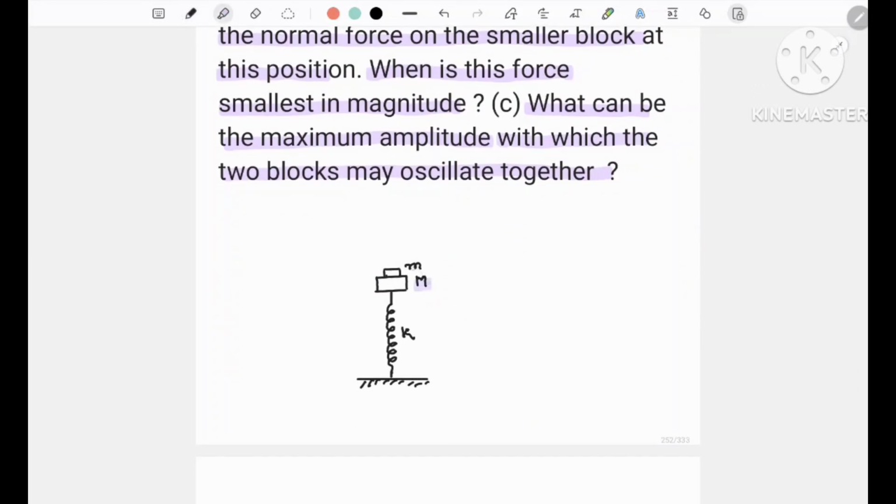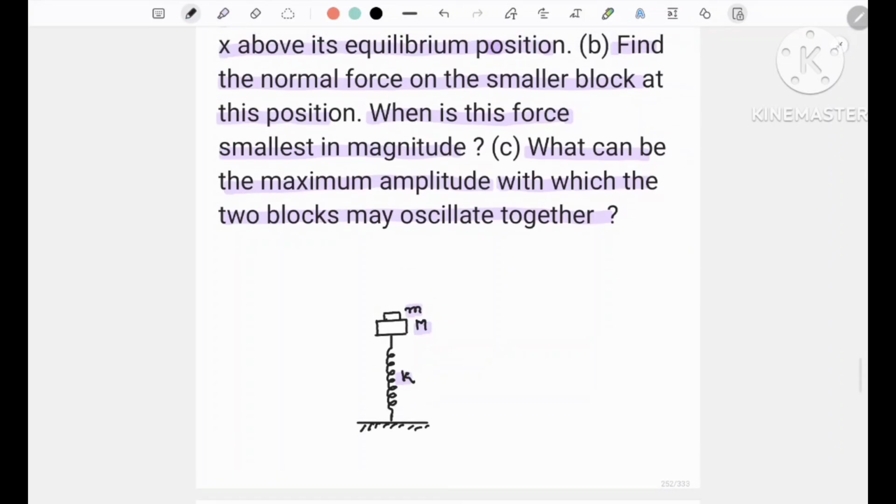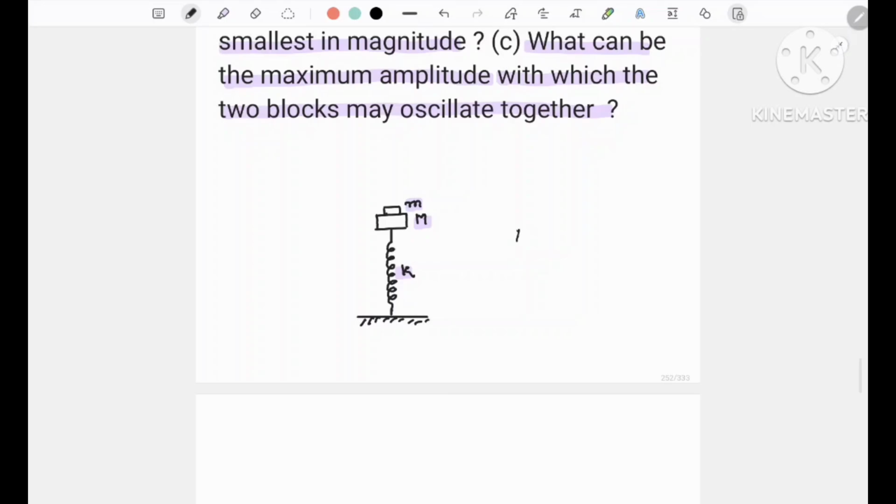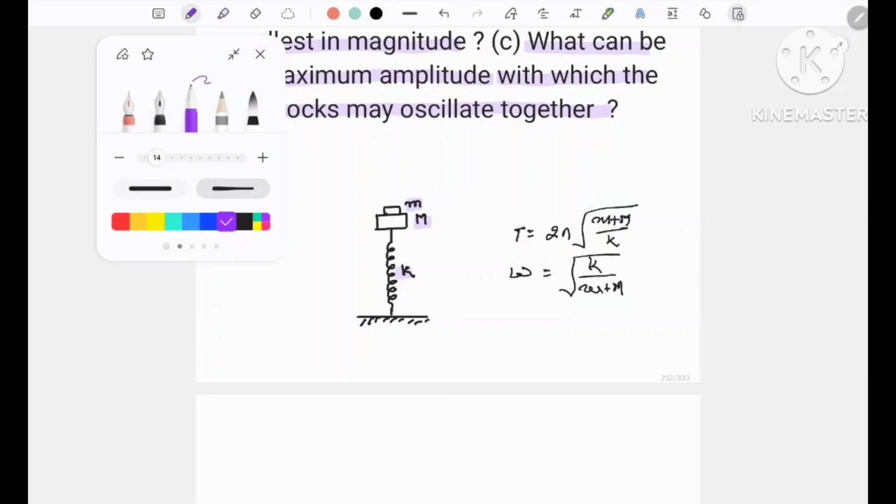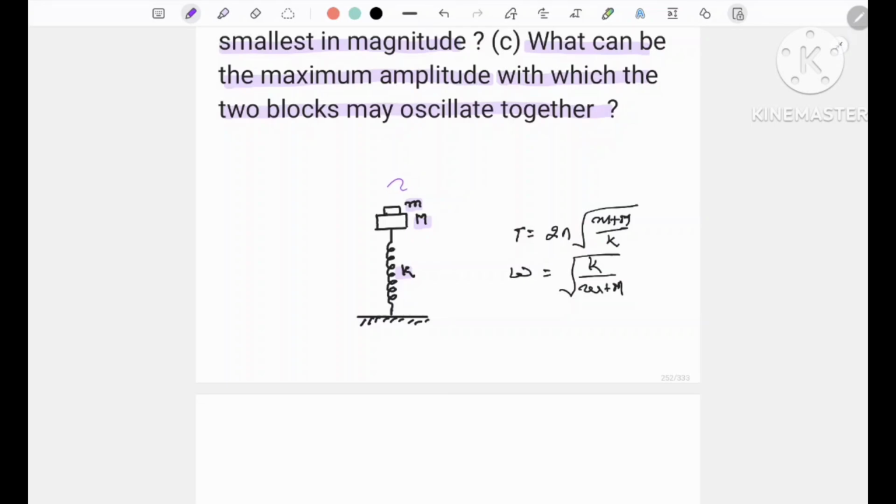These are two blocks, m and M, with the spring K. The time period of this system T will be 2 pi under root of (m plus M) by k, and omega will be under root of k by (m plus M). This system is displaced x distance.